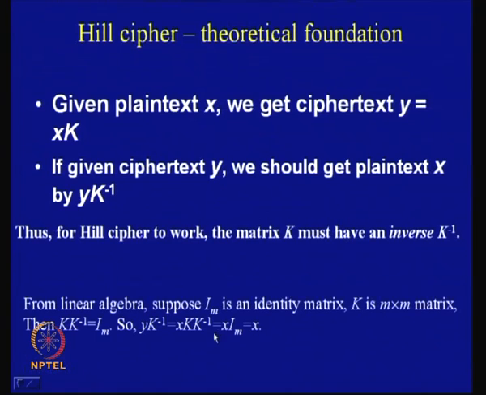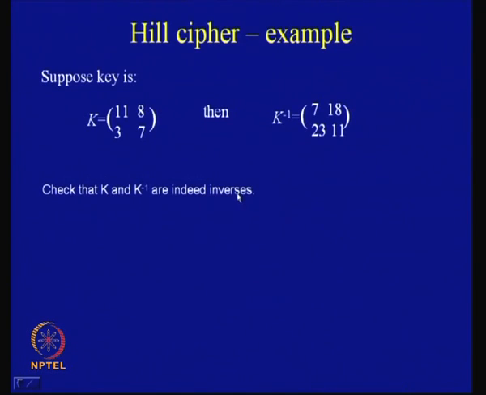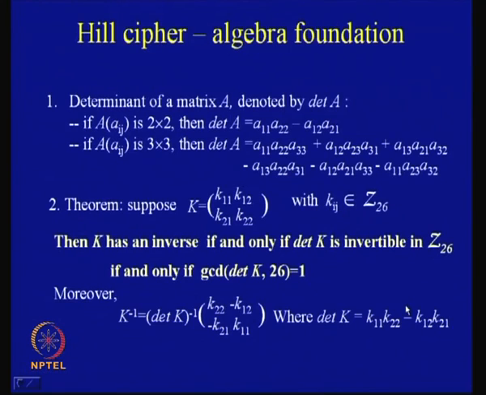So the important criterion is that the inverse of this matrix needs to exist. Thus for Hill ciphers to work, the matrix k must be invertible. There should be an inverse which is called k inverse. This is an example we can work out. Therefore the important condition is that k needs to have an inverse.